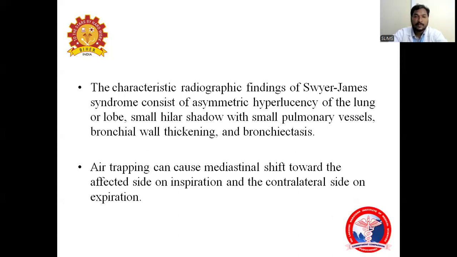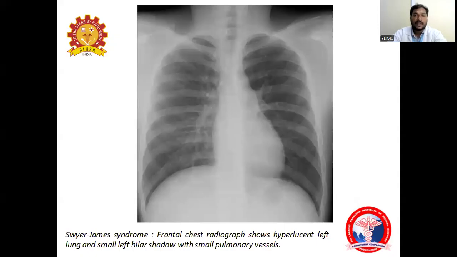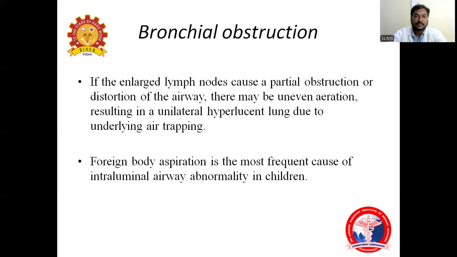during expiration. This chest X-ray shows increased lucency on the left hemithorax when compared to the right hemithorax in a case of Swyer-James syndrome. We can also see small hilar shadows. And when you compare the pulmonary vessel diameter on the left side to the right side, the pulmonary vascular markings on the left side appear smaller in Swyer-James syndrome.